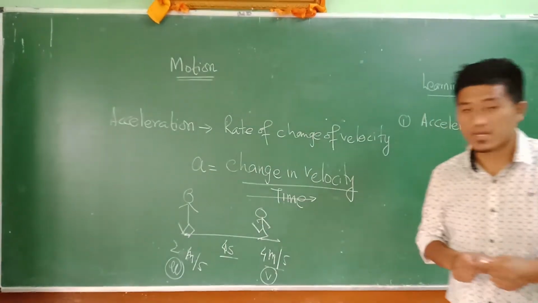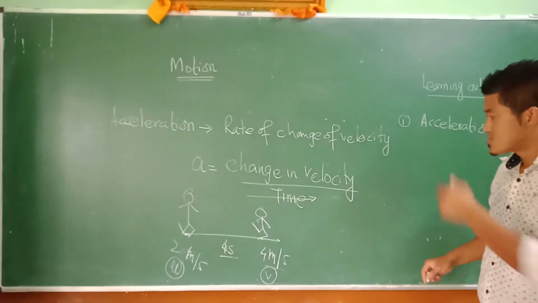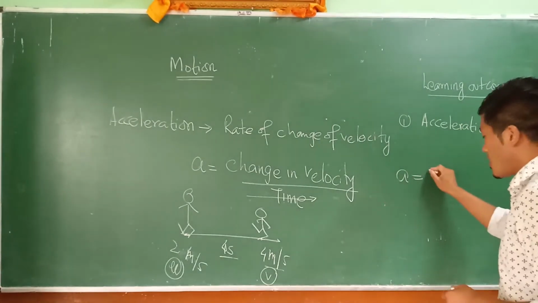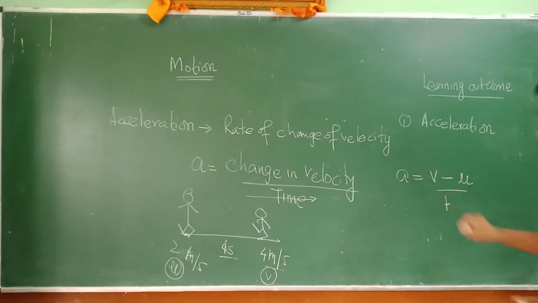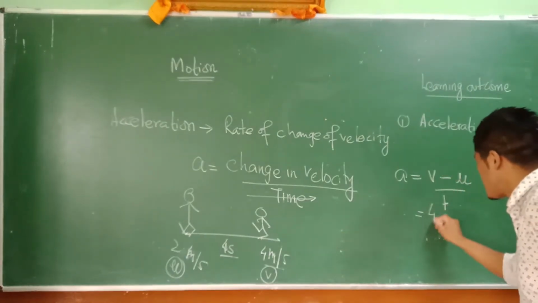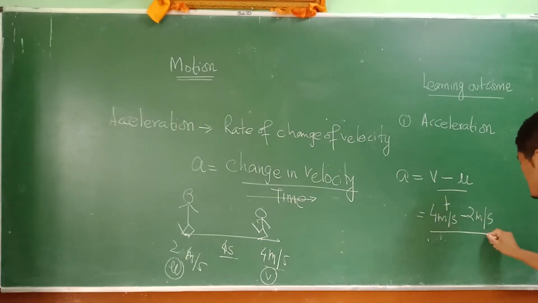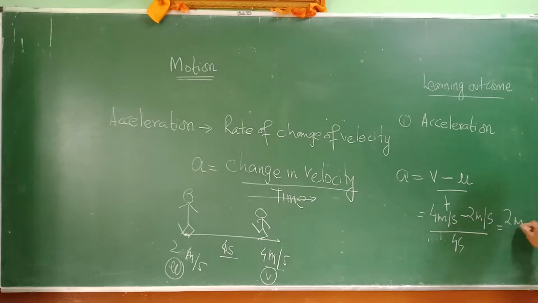How much is the change in velocity? Definitely, you're going to subtract 4 minus 2, that is 2, right? So how are we going to write here? a is equal to v minus u upon t, right? So how much is v? v is 4 meter per second. And how much is u? 2 meter per second, in a time interval of 4 seconds. Right? So 4 minus 2 is 2 meter per second, divided by 4 seconds.